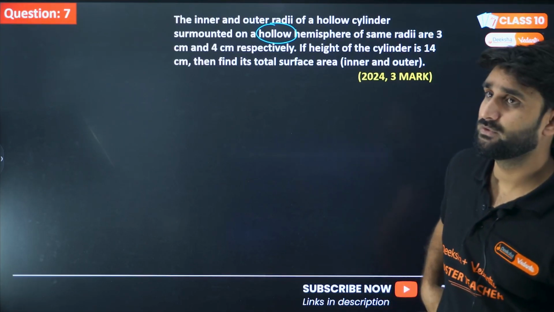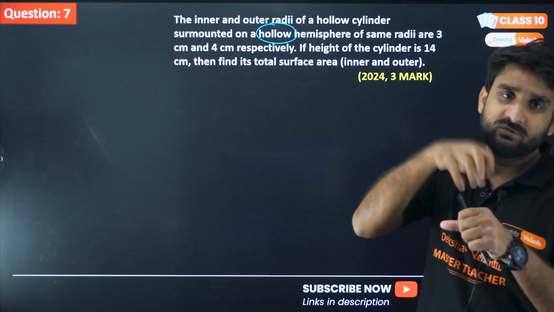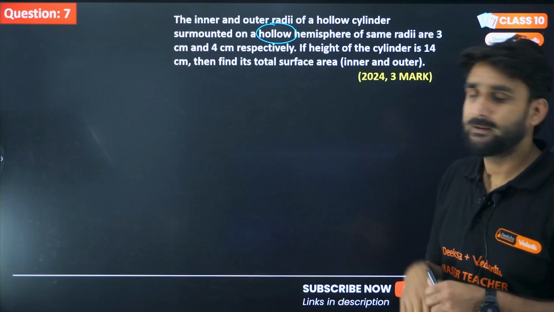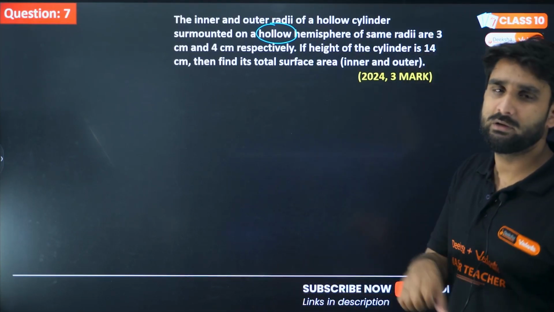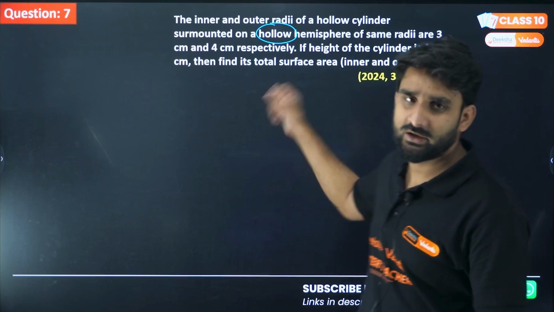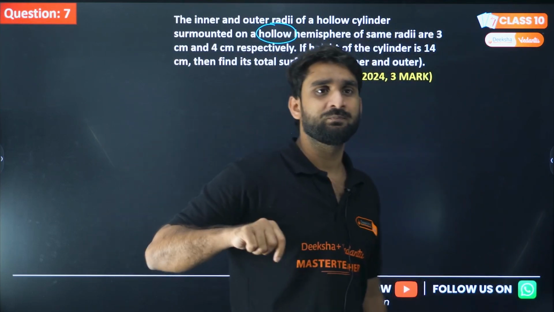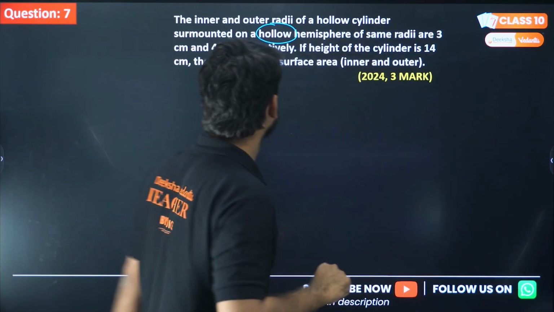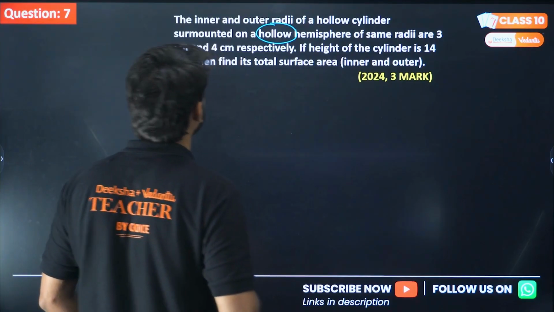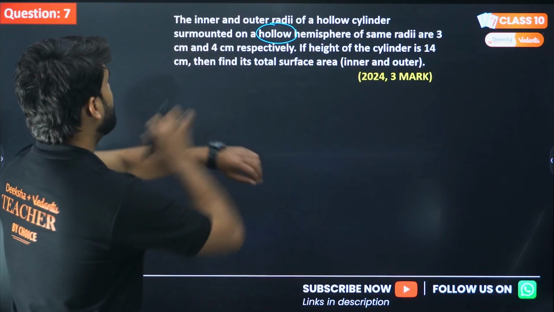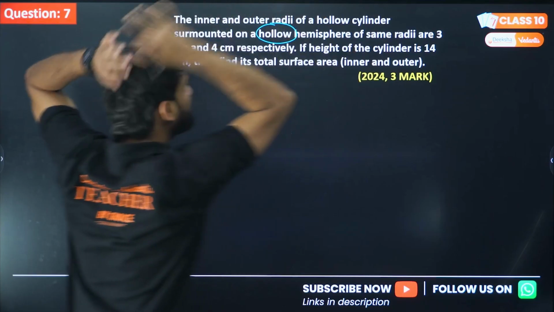Hollow means the solid which is having space inside it, and the solid which is completely filled by any metal or wood or whatever, completely filled, that is called solid. Here in this question there is a cylinder which is hollow, surmounted on a hollow hemisphere. Very good. We have to find the total surface area. So draw the diagram first.